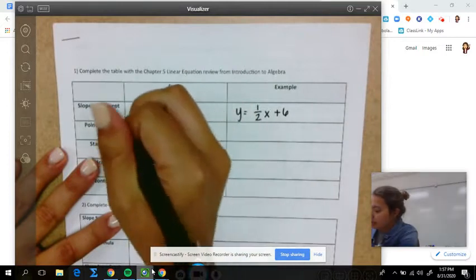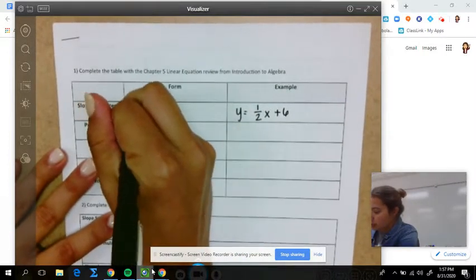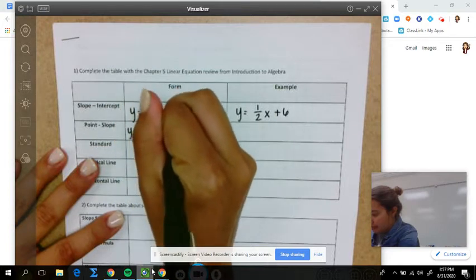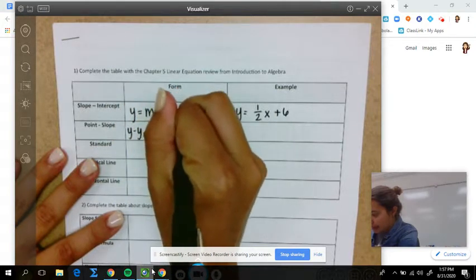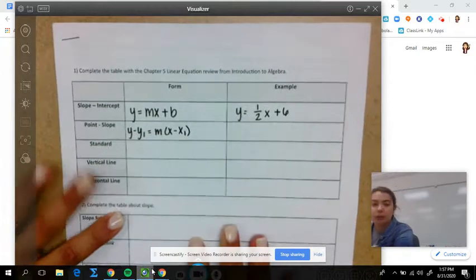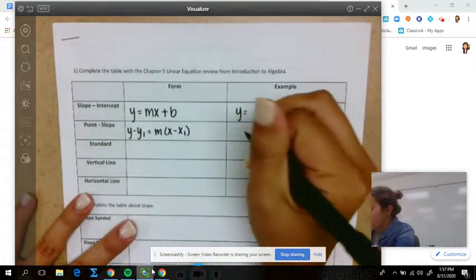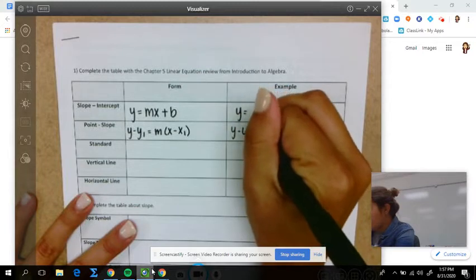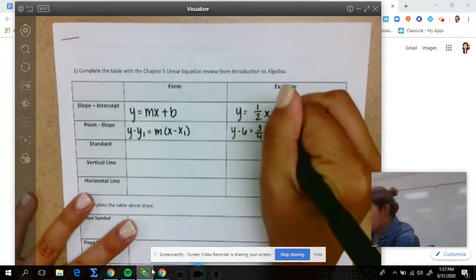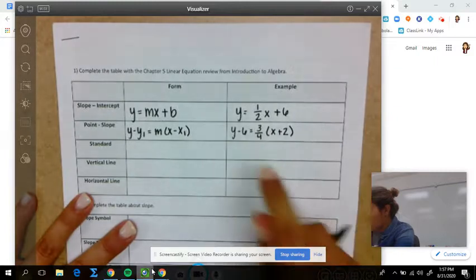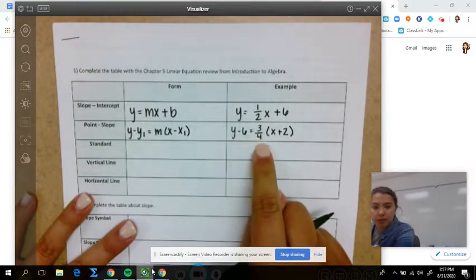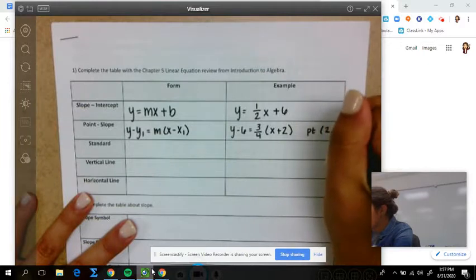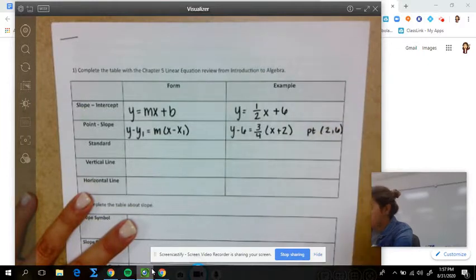Another thing that we went through this week is point slope form. So y minus y1 is equal to m times x minus x1. An example of that could be y minus 6 is equal to 3/4 times x plus 2, where our slope is 3/4 and our point that we're given is 2, 6.